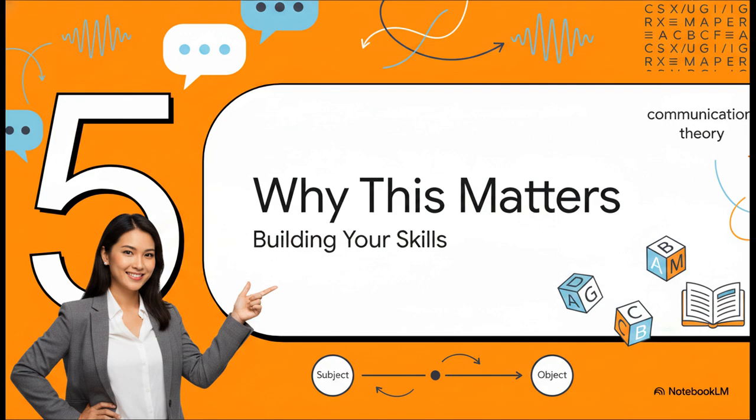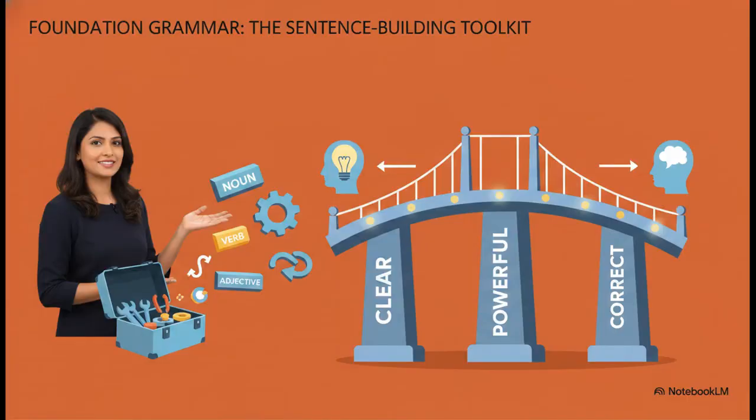So we've gone from big ideas about communication all the way down to a 3-word sentence. But you might be wondering, why does this, the difference between a subject and an object, actually matter? Here's why. Grammar isn't just a bunch of boring rules you have to memorize for a test. It's your toolkit. It's what lets you build clear, powerful, and correct sentences. Understanding these rules helps you say exactly what you mean every single time.